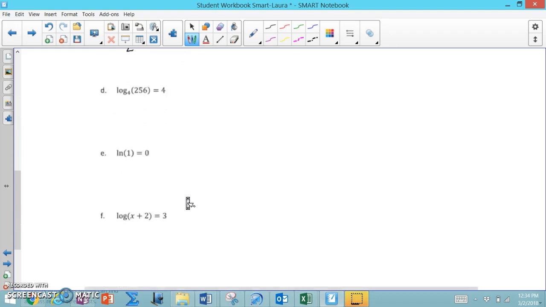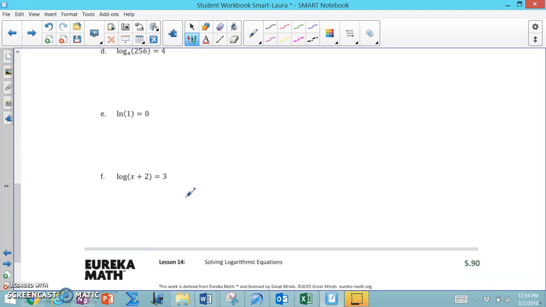But now if we go down to questions E and F, just a reminder, ln is the natural log. And we learned before that that is log base e. So if I want to write a natural log in exponential form, the base is e, so e to the 0 power equals 1. So we'll use that later today.